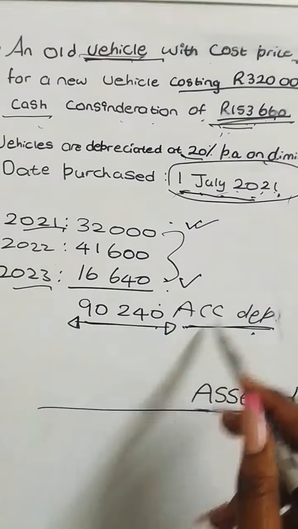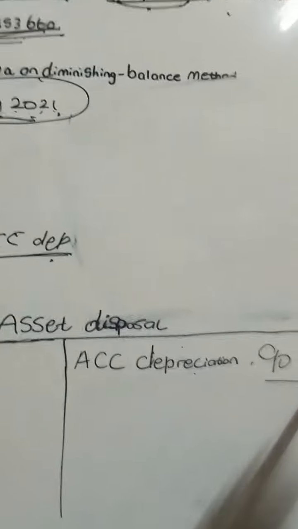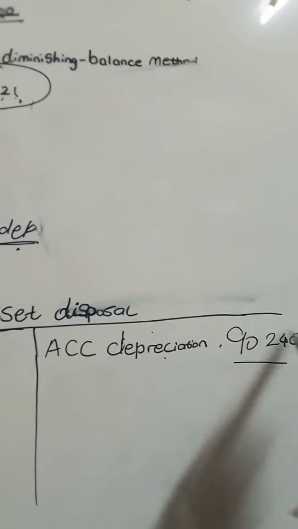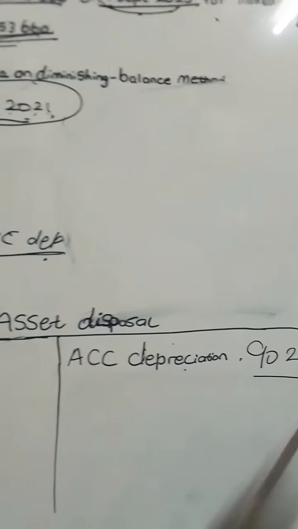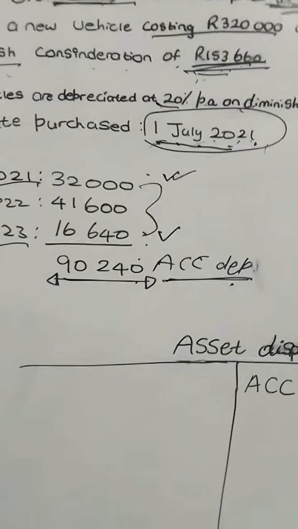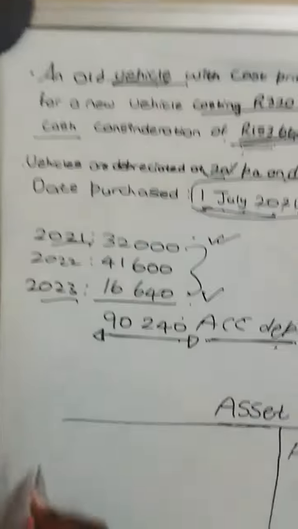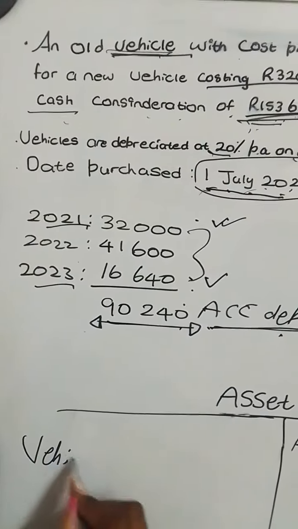We take this accumulated depreciation to our asset disposal note on the credit side. We record it here, right? So this is our accumulated depreciation, 90,240. What else should go on our asset disposal is the name of that asset which you are disposing, right? So what are we disposing? A vehicle, right? So you're going to record here, it's a vehicle.